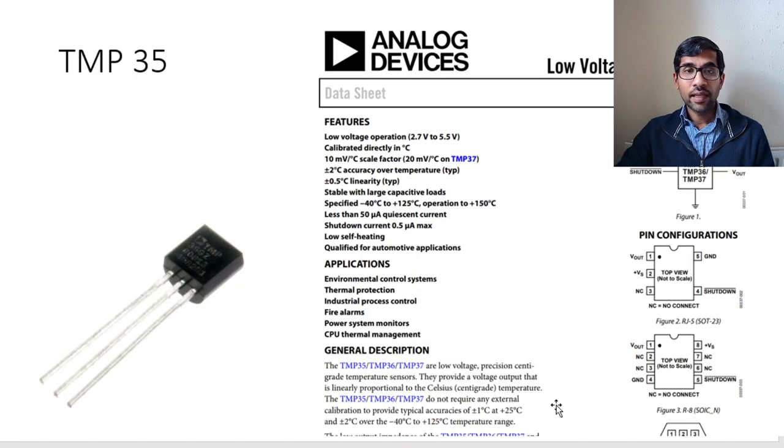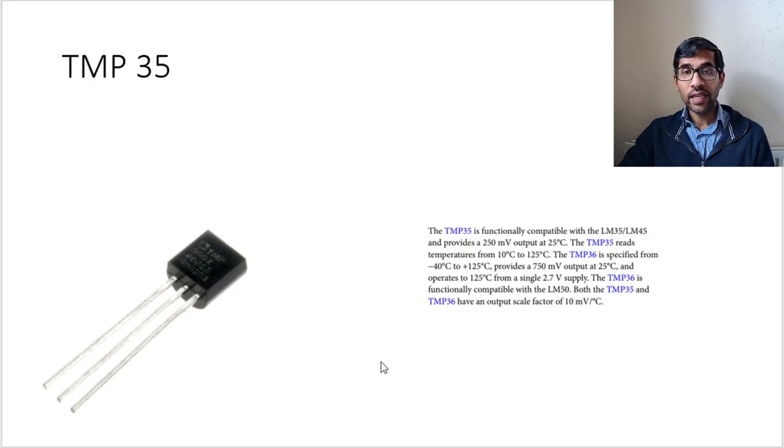I thought I'm just going to use a sensor called the TMP35. Now, a TMP35 is a sensor that outputs voltage which is proportional to the temperature, and the scale factor is 10 millivolts per degree Celsius. Okay, and the way TMP35 works is at 25 degrees Celsius, it will give you a 250 millivolt output, and then the scale factor, which is 10 millivolts per degree Celsius, right?